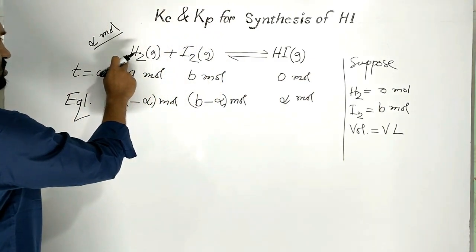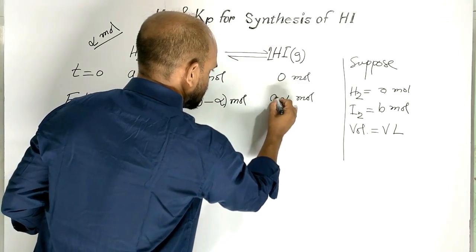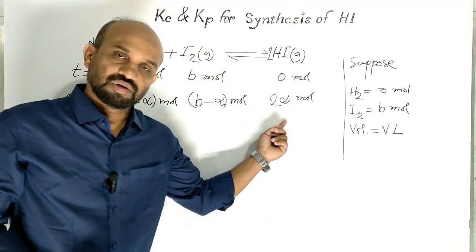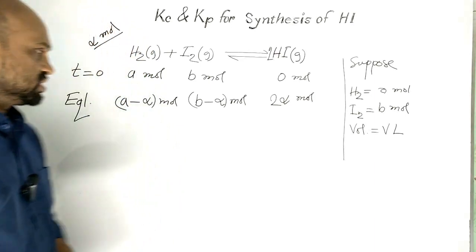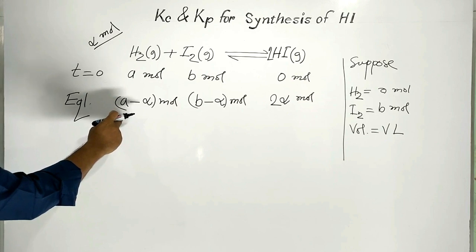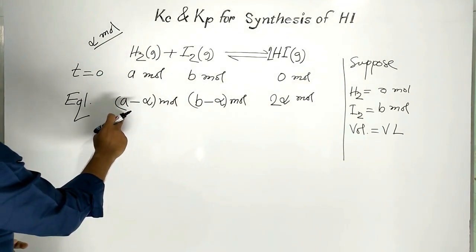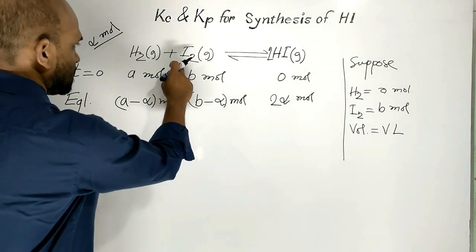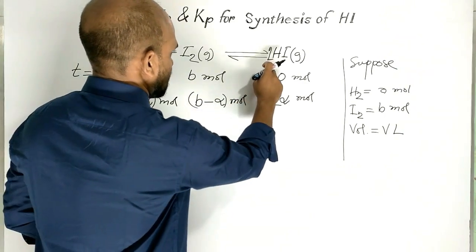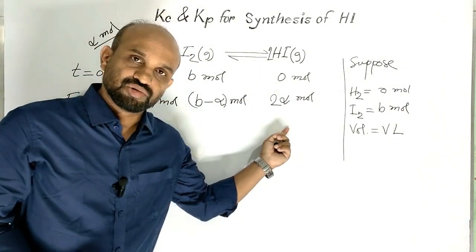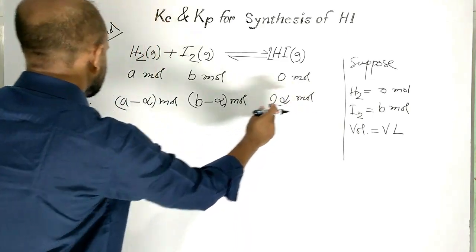But the reaction is balanced here too, so at equilibrium, 2 alpha moles of hydrogen iodide are produced. Now, the remaining number of moles of hydrogen is A minus alpha mole. Remaining iodine is B minus alpha mole, and hydrogen iodide produced at equilibrium is 2 alpha moles.